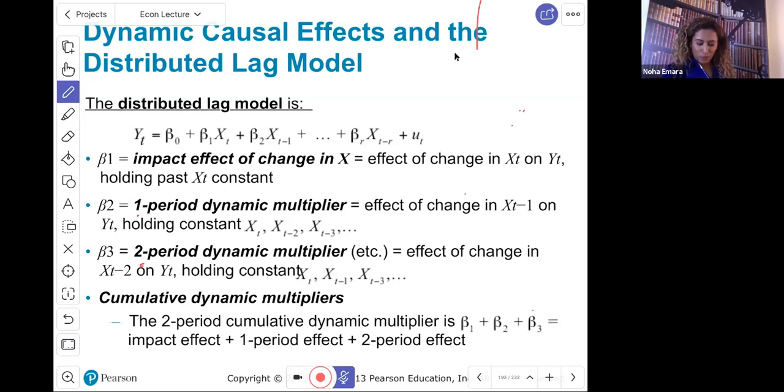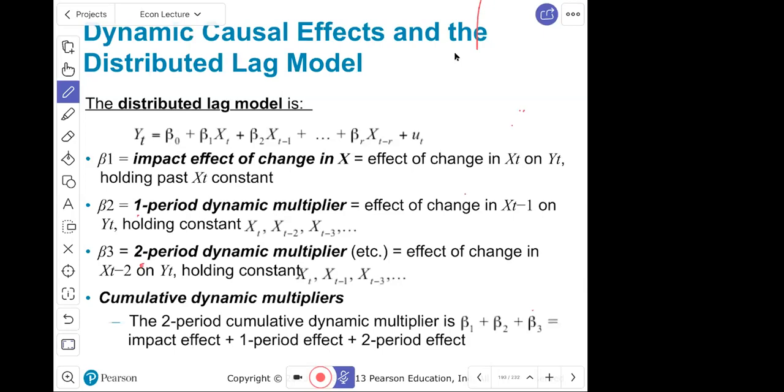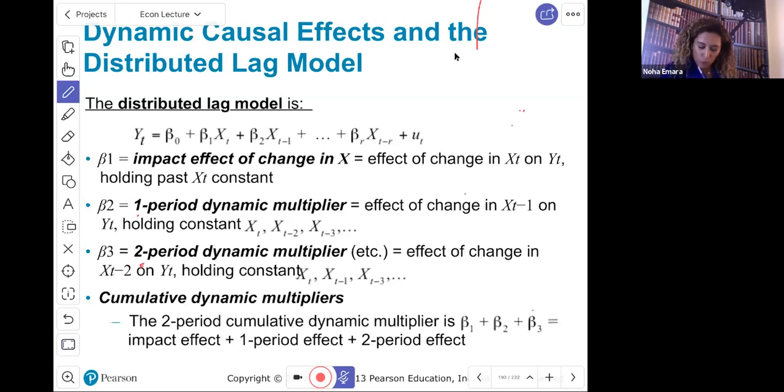Okay, all right. So this slide, I want you to make sure that you understand it. It's just about terminologies for the coefficients. The coefficient that is attached to the present is called impact effect. This one is called the first period dynamic multiplier, which is the coefficient attached to the first lag. The second period dynamic multiplier is the coefficient attached to the second lag, but it's not here, right? It's like beta 3, I can write it x t minus 2. So this is called the second period dynamic multiplier. It's the coefficient attached to the second lag. And you keep going, right?